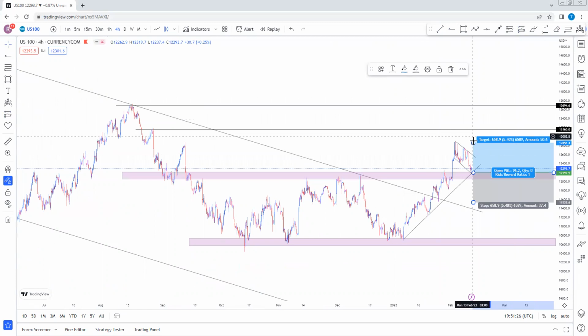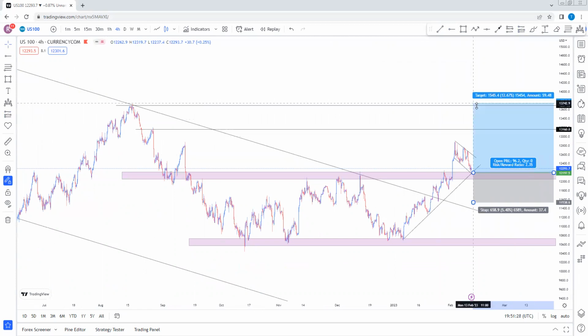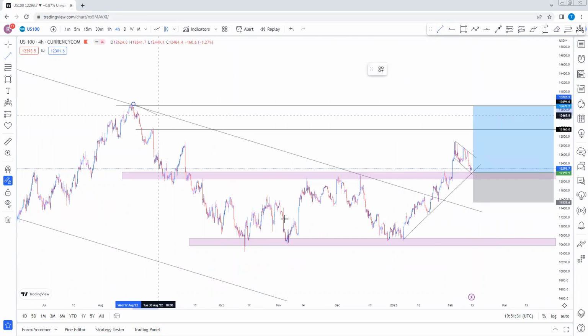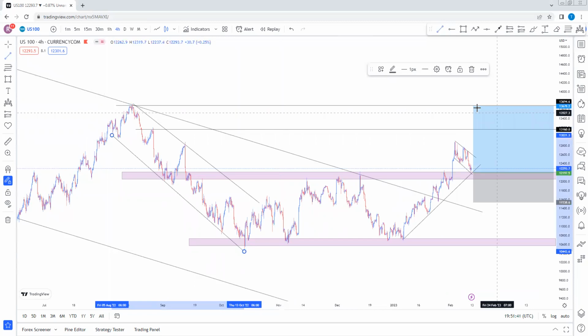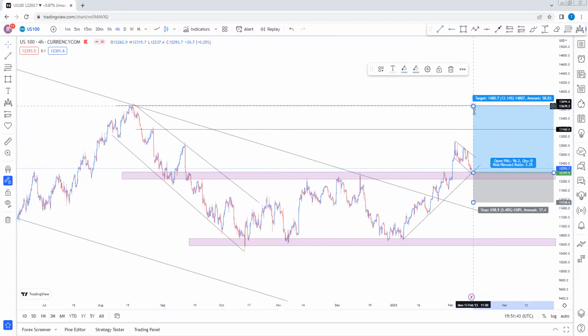NASDAQ can be tricky sometimes. This might be your first take profit and the 90% rule of this previous channel. We might follow the 90% rule, then we'll take it from there. So here is NASDAQ for you guys.